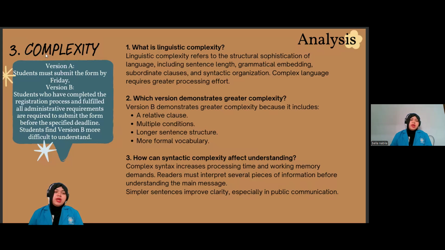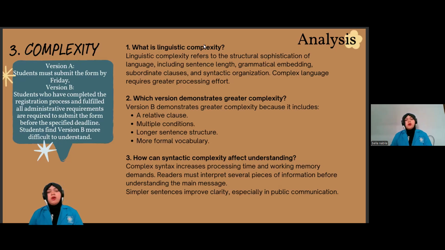The case study number 3 about complexity. Version A: Student must submit the form by Friday. Version B: Student will have completed the registration process and fulfilled all administrative requirements are required to submit the form before the specific deadline. Students find version B more difficult to understand.